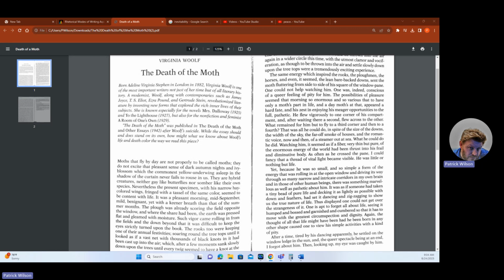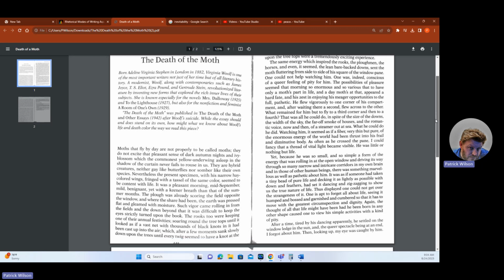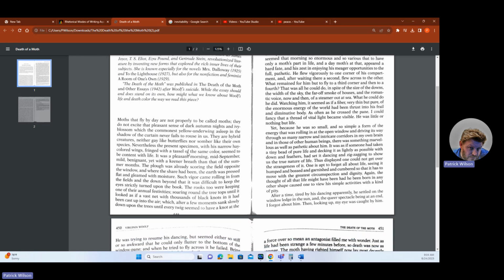As Woolf watches the moth struggle, she becomes absorbed in the creature's determination and resolve. And you can see she goes through a lot of description about this struggle. She sees the life of the moth, how it is struggling inside the house, but she also contrasts that with the life and the energy outside of the house.